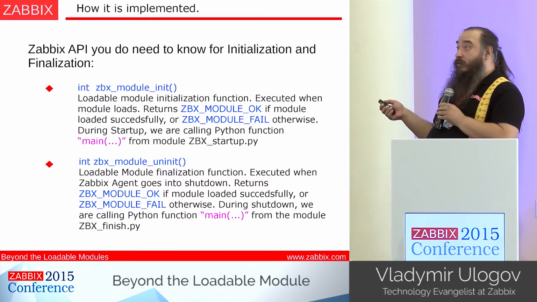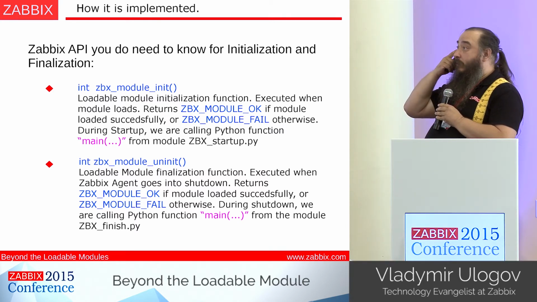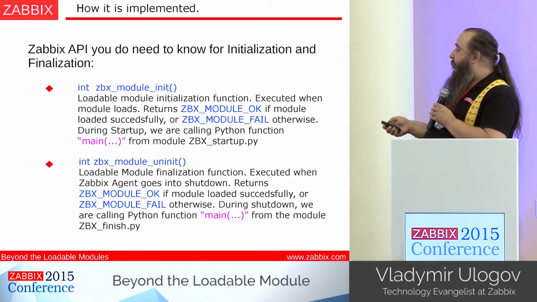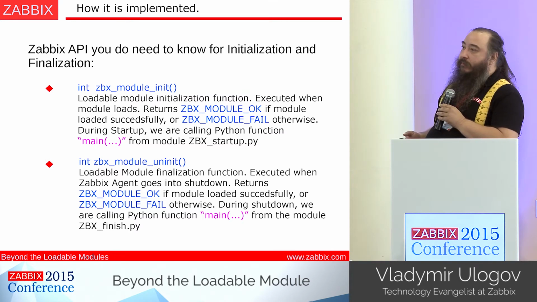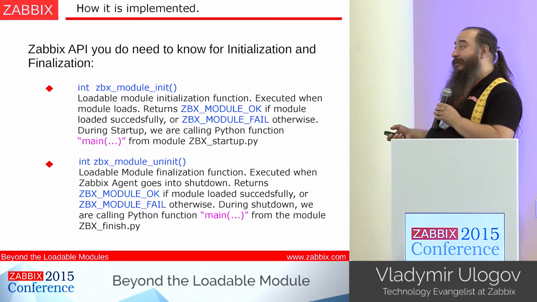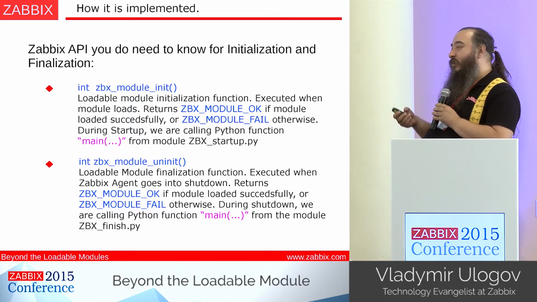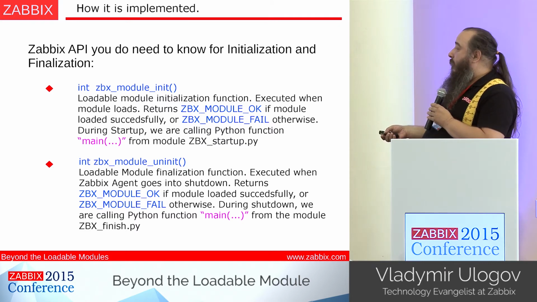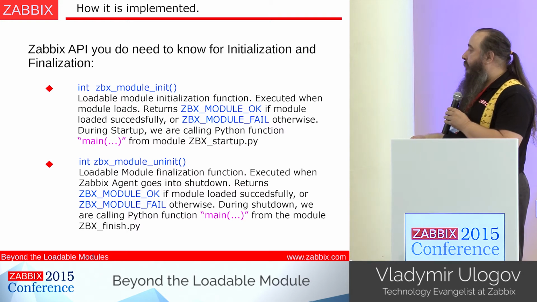And as part of the implementation of the embedded interpreter, I'm calling function main from the module zabbix_startup.py during the module initialization, in case you need to run any initialization code written in Python during the module startup. Zabbix module uninit is the opposite of Zabbix module init.